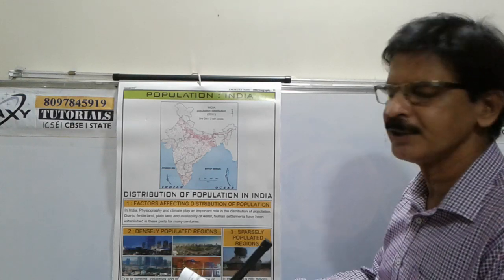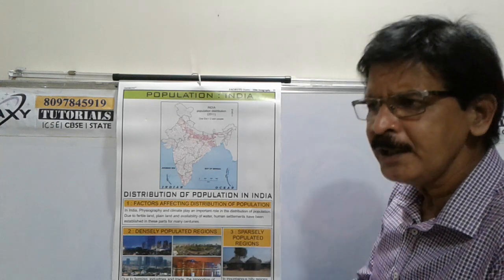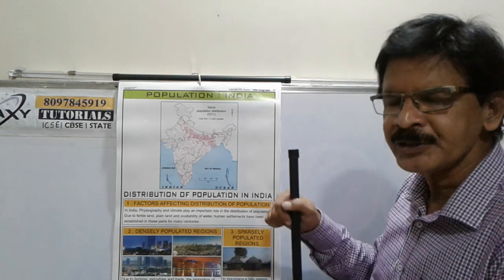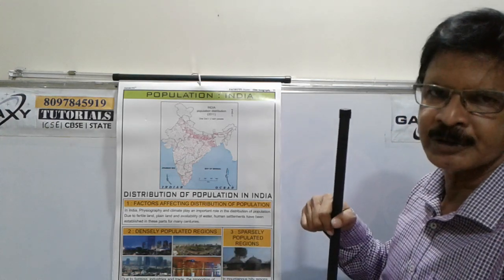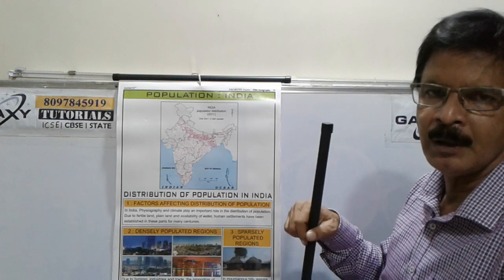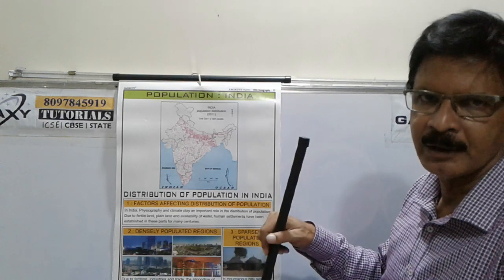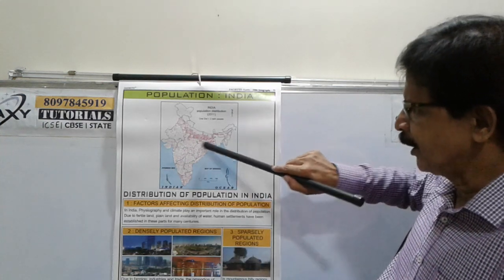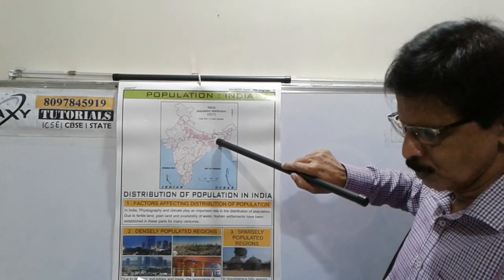What do you mean by population density? Population density means the number of people residing per square kilometer. That is the density of the population: per square kilometer, how many people stay. So here you see the number of dots is more, that shows that the population density is more.